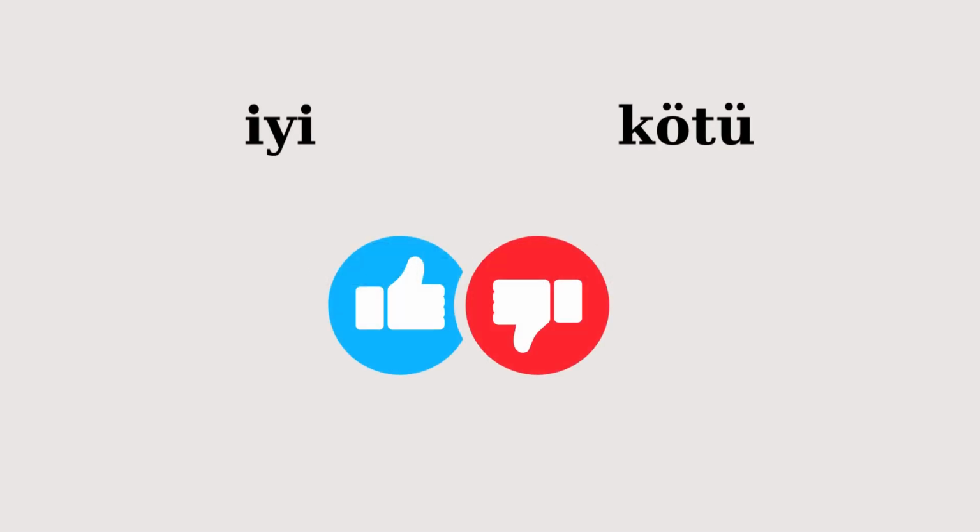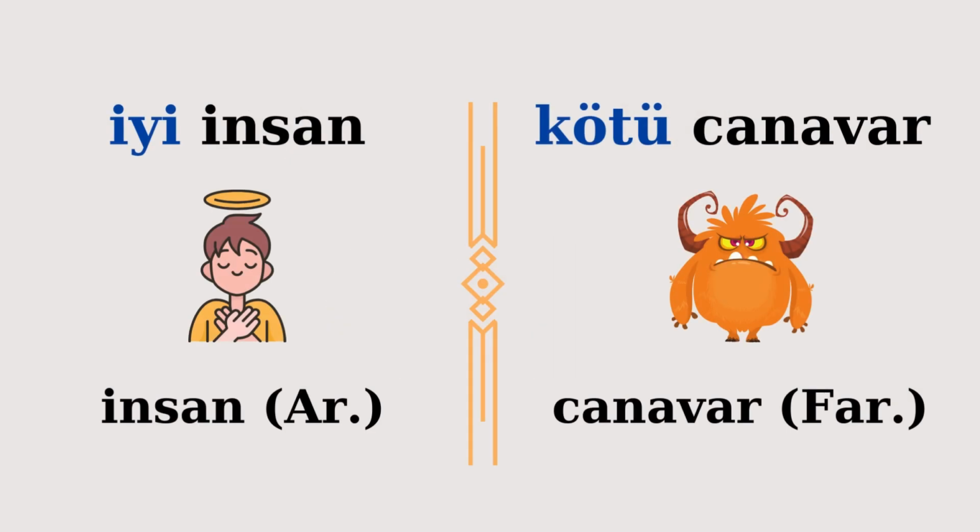Our first adjective set is iyi and kötü, which means good and bad. Let's see two phrases to better understand these adjectives. The first one is iyi insan, which means good person. As you can guess, insan means person or human in Turkish. It is an Arabic word. Our second phrase is kötü canavar, which means bad monster. Here you learn another new word, canavar, which means monster. This word is originated from Persian.